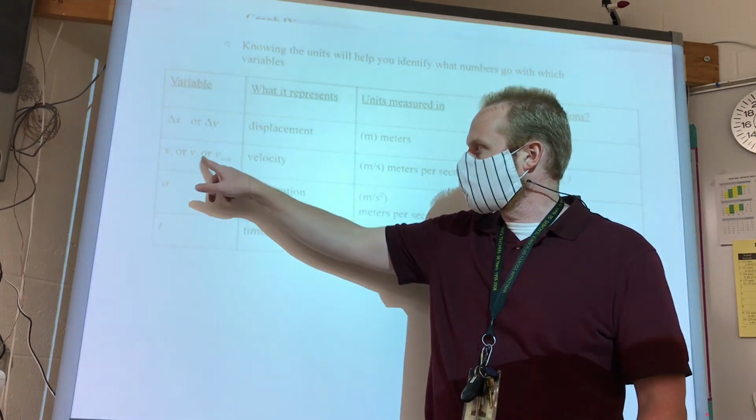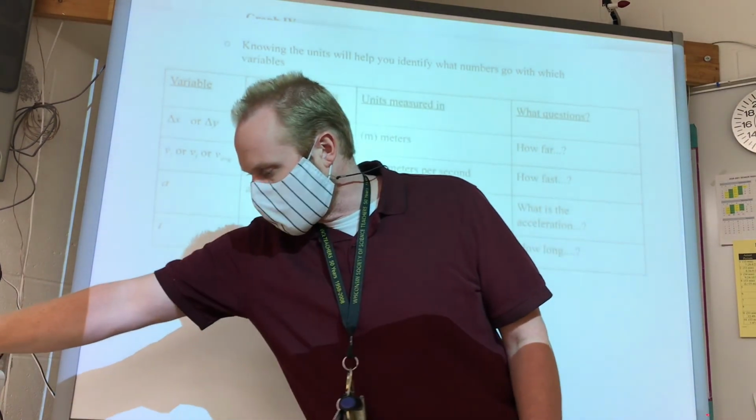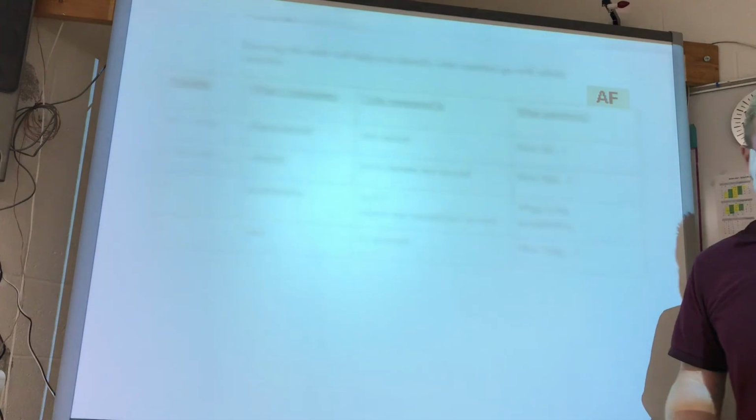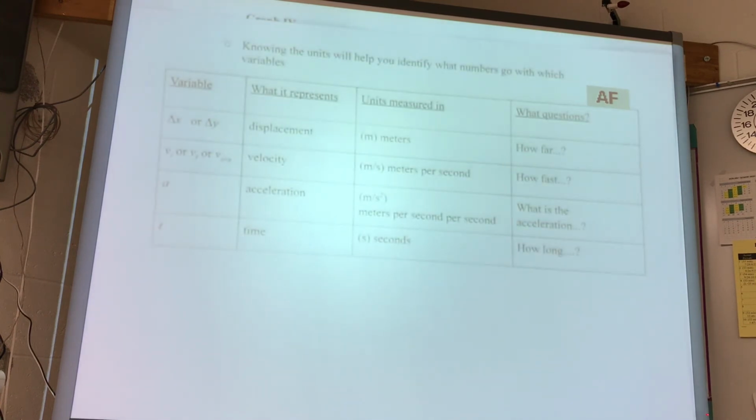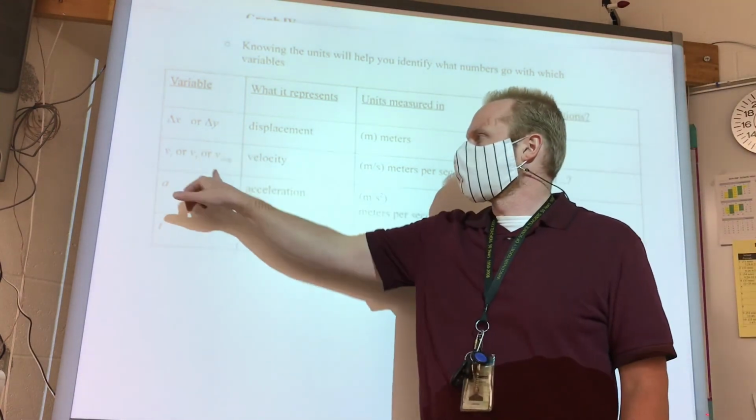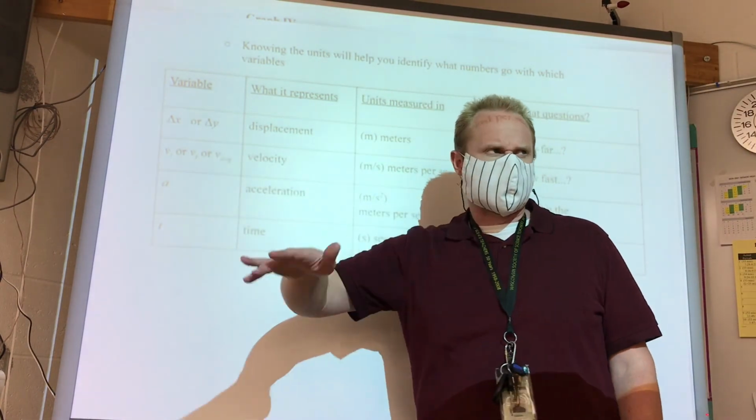Now, for v's, there are 3 different types of velocities: Vi, Vf, and V average. Average velocity is like average speed. It's the total displacement you went over a given amount of time. It was the Cannonball Run example of going from New York to LA. Their total average speed was, I don't remember what it was, 140-some miles per hour. Okay, we don't use that very often. We very seldom solve for average velocity.